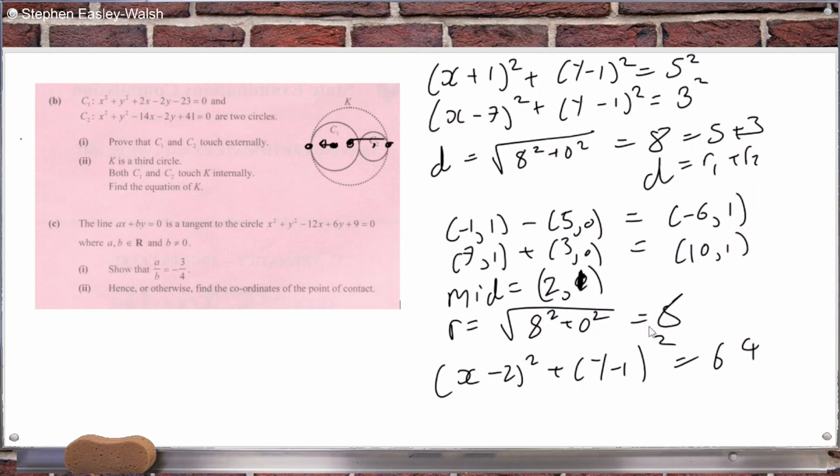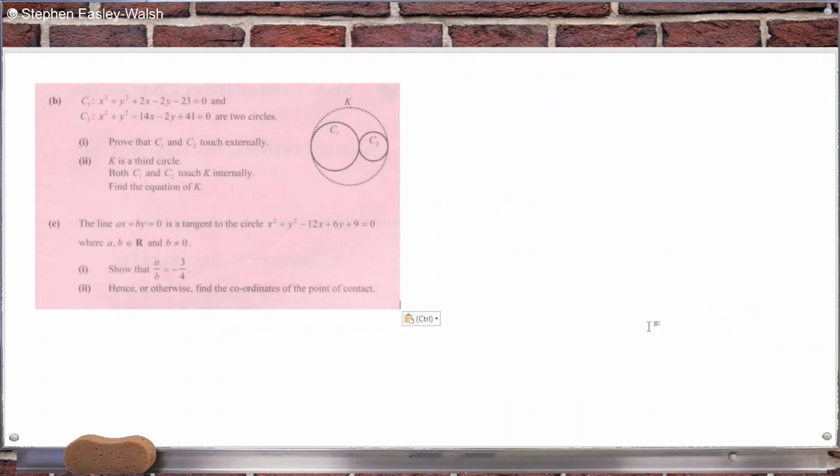Correct. Okay. Let's look at the C part now. That line is a tangent to that circle where a and b are real numbers, b is not 0. Show that a over b must equal minus 3 over 4.